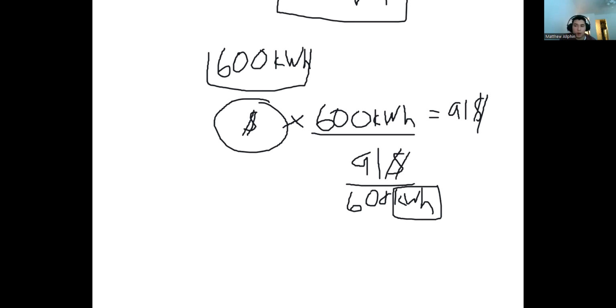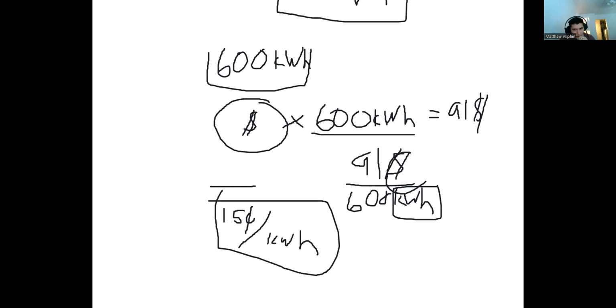So that's the unit it wants, right? Because it asks how much does it cost for 1 kilowatt hour of energy. So I want to figure out, well, for every 1 kilowatt hour of energy, how much does that cost? And so I just run that through my calculator, 91 divided by 600, and that gives me about 15 cents. So it's about 15 cents per kilowatt hour. Like that, and that would be my answer.